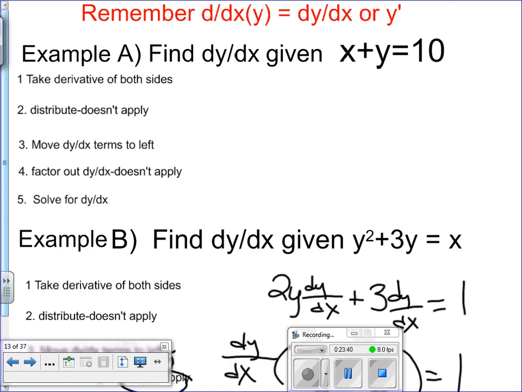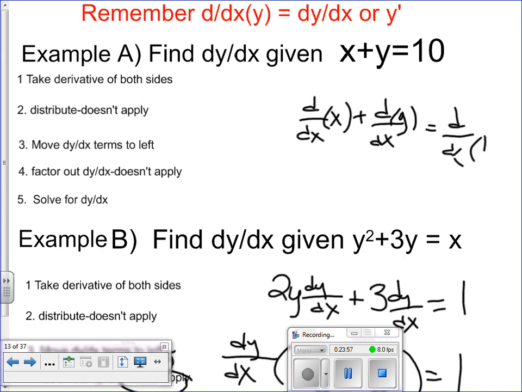When you're taking the derivative with respect to x, every term, like if I put a d in front of every term, I'm saying take the derivative. When you take the derivative of x with respect to x, that is dx over dx. That's just 1. But when you take the derivative of y with respect to x, dy over dx is not 1. That is dy/dx. And then the derivative of any constant is 0.